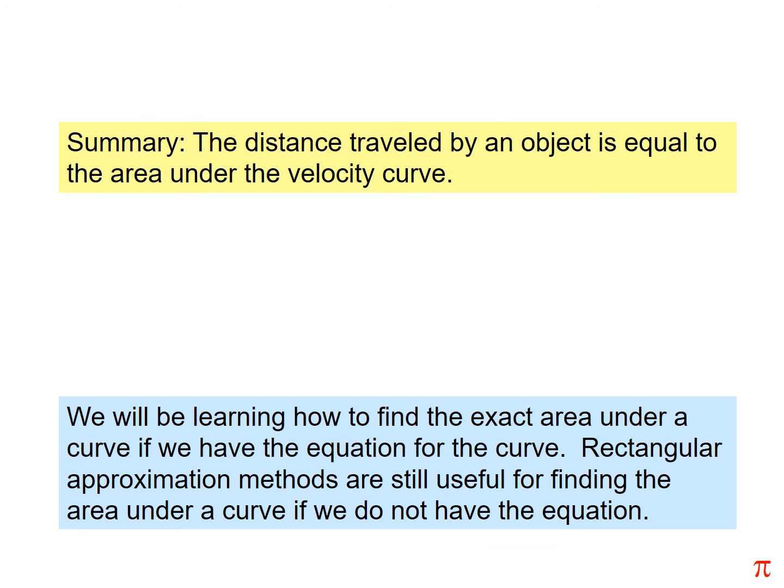For now, we use rectangular approximations, and even once we can find this exactly, rectangular approximations are still useful because there are times where we just get discrete velocity data points, right? We just know the velocity at 1 second and 2 and 3 and 4, and we don't know exactly what's happening in between. In that case, we still need to use rectangular approximations.